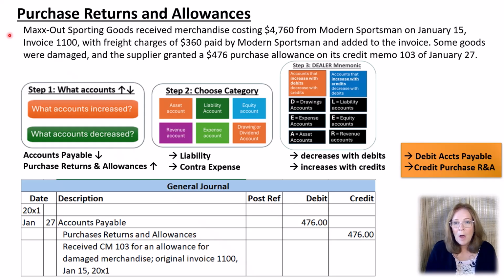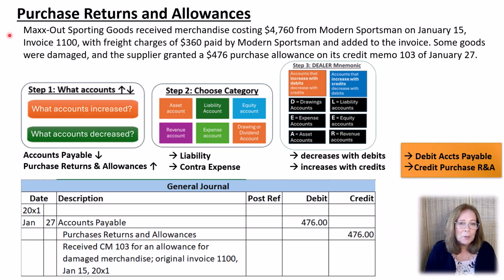Here's an example of how Max Out Sporting Goods records purchases, returns, and allowances. Max Out Sporting Goods received merchandise costing $4,760 from Modern Sportsman on January 15th. Invoice $1,100 with freight charges of $360, paid by Modern Sportsman and added to the invoice.